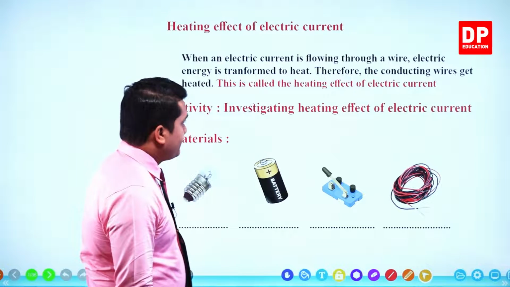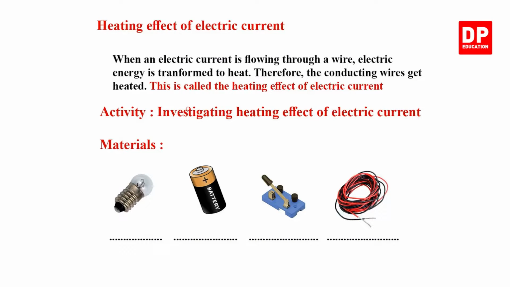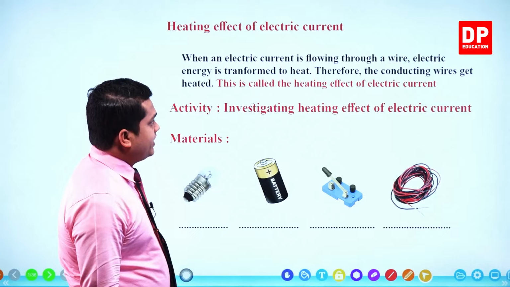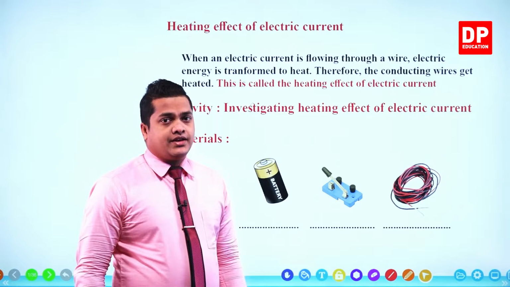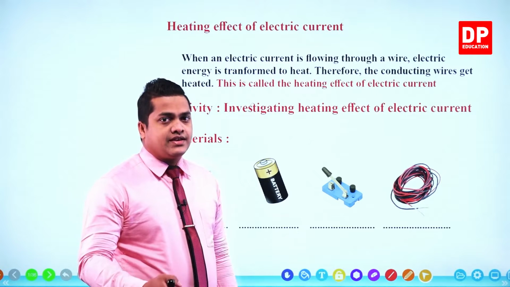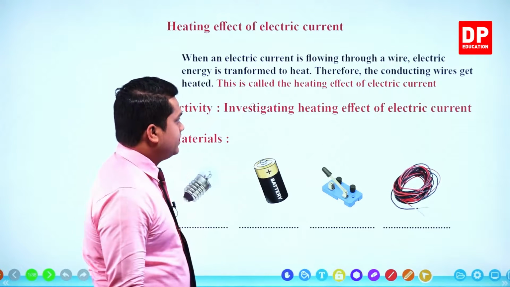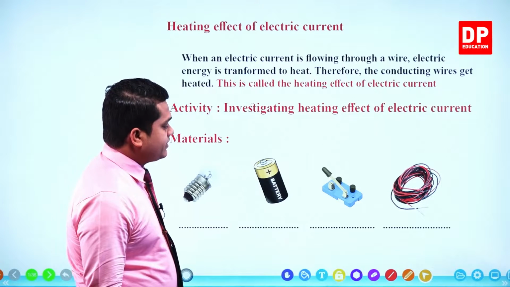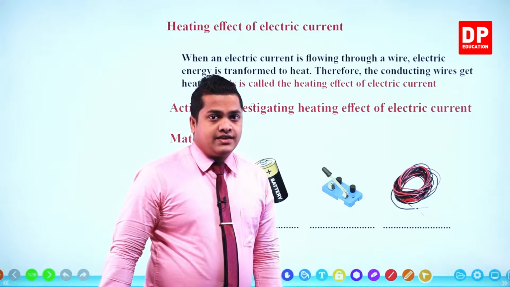So here it is given: therefore, the conducting wires get heated. You know that part of the electrical energy is converted to heat energy. That's why the conductors get heated. This is called the heating effect of electric current. Now this is referred to as the heating effect.